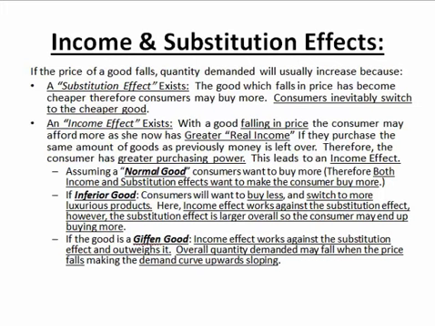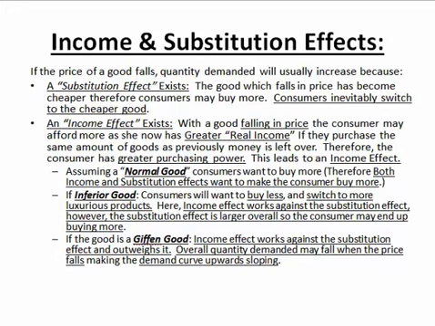Income and substitution effect. If the price of a good falls, quantity demanded usually will increase because a substitution effect exists. The good which falls in price has become cheaper, therefore consumers may buy more. Consumers inevitably switch to the cheaper good. Also, an income effect exists. With a good falling in price, the consumer may afford more as she now has a greater real income. If they purchase the same amount of goods previously that they were purchasing, then money is left over. Therefore, the consumer has greater purchasing power. This leads to an income effect.